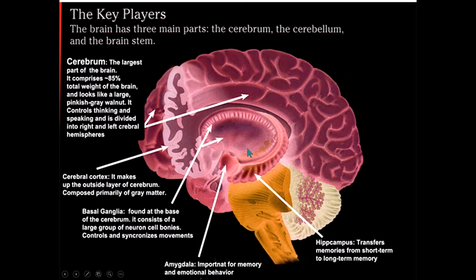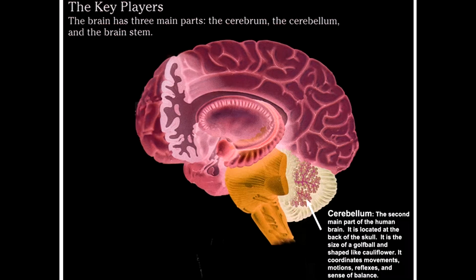We'll look into what the ganglia are a little later, and these are related to the synchronization of movements. The hippocampus has to do with long-term memory, and the so-called amygdala has to do with memory and emotional behavior. Of course, we are not going to get deeper than that, except we're going to be looking at what kind of cells we find in different places.